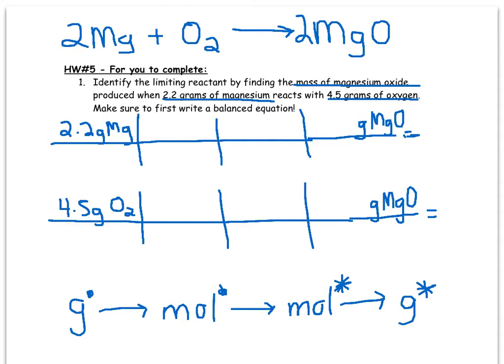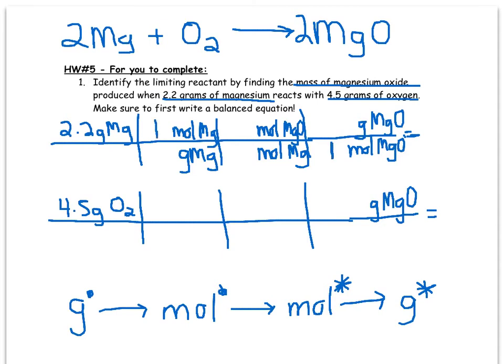So if I have 2.2 grams of magnesium, I'll then go to moles of magnesium, then moles of magnesium oxide, and then finally grams of magnesium oxide. I'm going to complete the setup by putting grams of magnesium on the bottom so that it cancels out. I'm going to put moles of magnesium on the bottom so it cancels out, and finally moles of magnesium oxide so it cancels out. Now, where I have grams and moles together, I'm going to put a 1 in front of the moles. So 2 of the spots always have a 1 there.